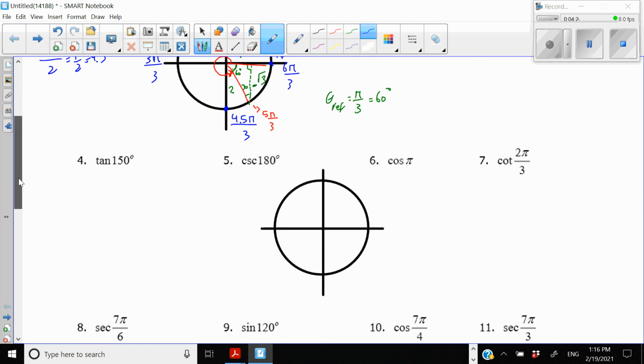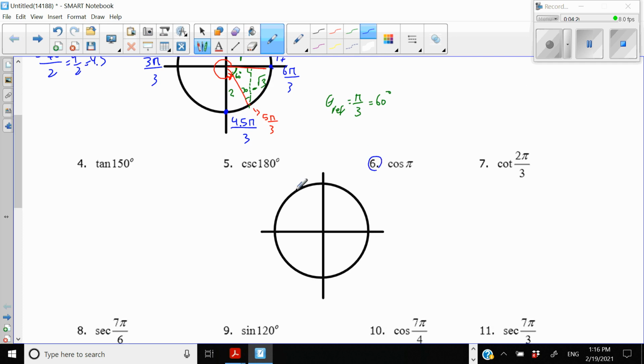Okay, let's go to another example. I'm going to do this one for you. 6. Cosine of pi. Where's the angle located? We know that we start from here, 0, and then pi is going to be here at this side. Pi or 180, that's the same. So this is your angle, start from here and end here.